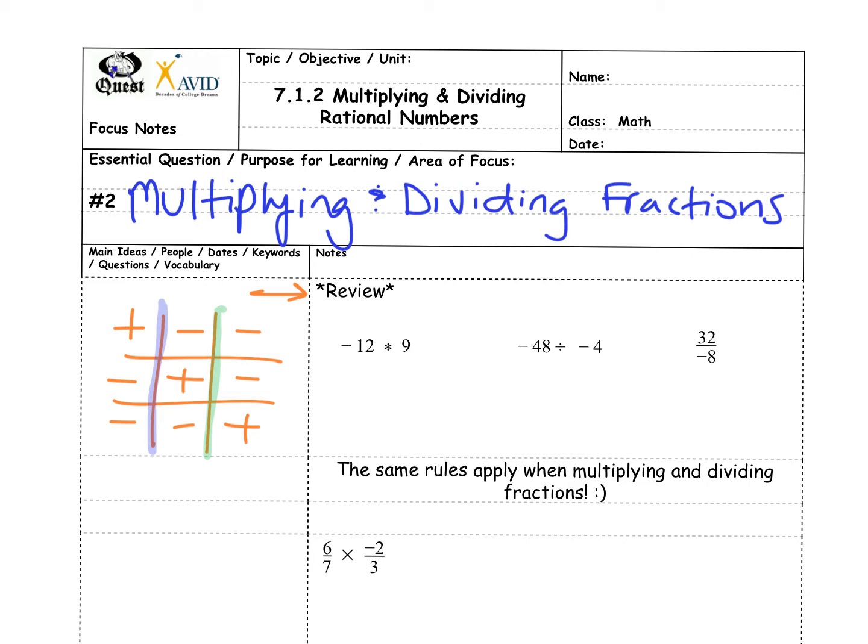Looking at these answers, negative 12 times positive 9. A negative and a positive makes a negative. 9 times 12 is 108. A negative divided by a negative makes a positive. 48 divided by 4 is 12. My last one, my answer is negative 4.